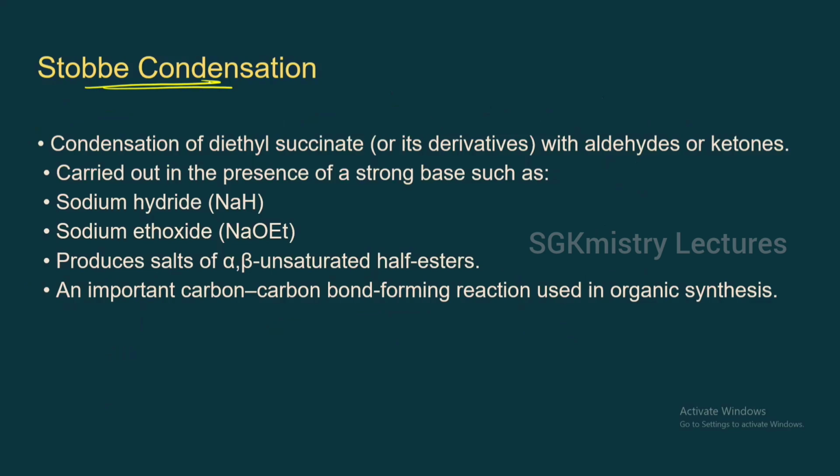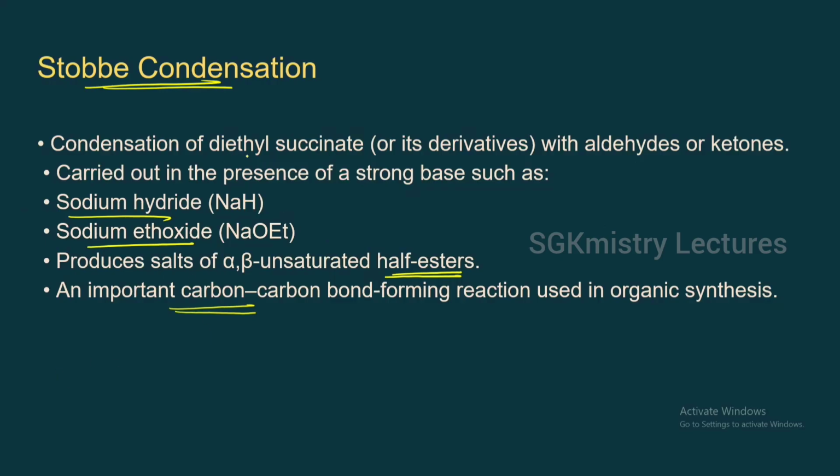So this condensation is between the dialkyl succinate or the derivatives of this dialkyl succinate and the aldehydes or ketones in the presence of a strong base. The bases that can be used are sodium hydride, sodium ethoxide, etc. And they give the salts of alpha beta unsaturated half esters. So alpha beta unsaturated half esters are produced by this reaction. This is also an important carbon-carbon bond forming reaction which is used in organic synthesis. So let us look into the general reaction.